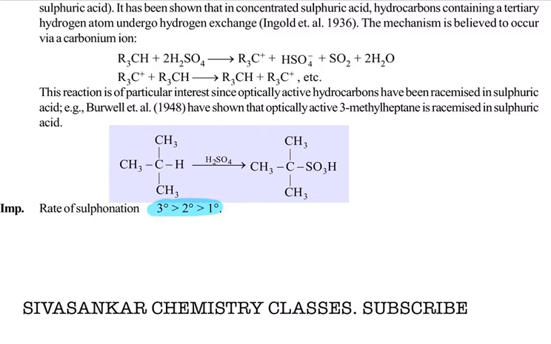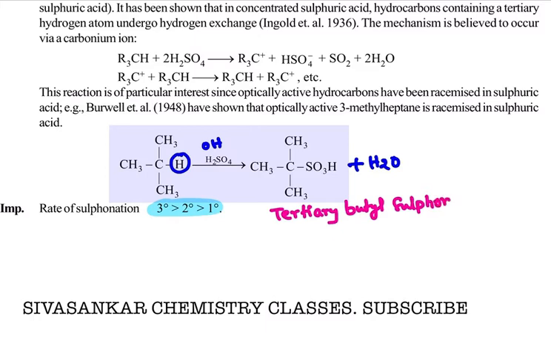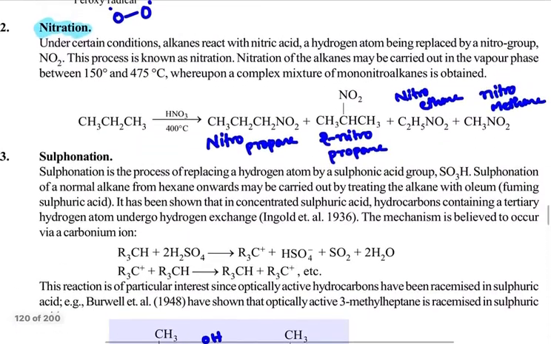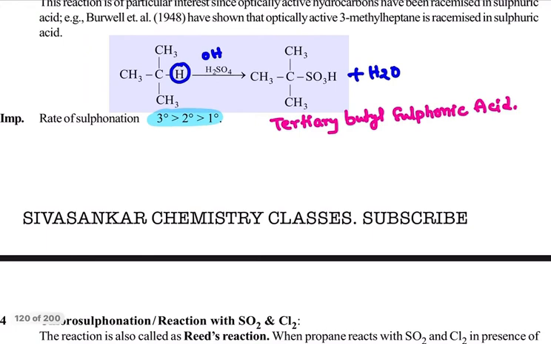When tertiary alkanes react with H2SO4, this H and the OH of H2SO4 come out as H2O. So we get tertiary butyl sulfonic acid. Like that, nitration and sulfonation are both substitution reactions. The rate of sulfonation means tertiary alkanes are more reactive than secondary, and secondary alkanes are more reactive than primary.